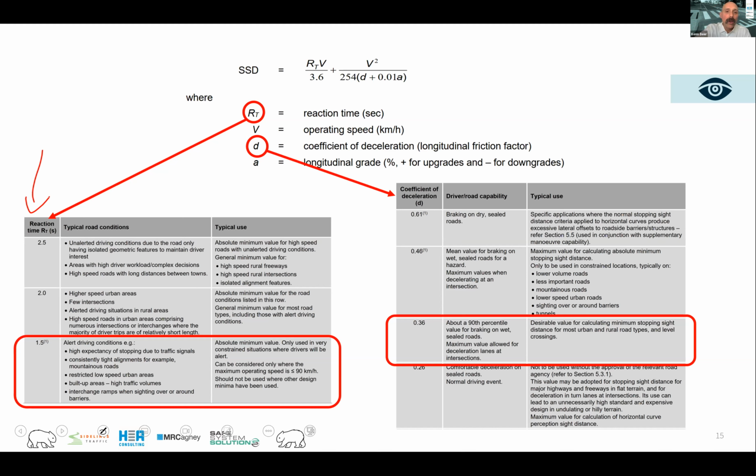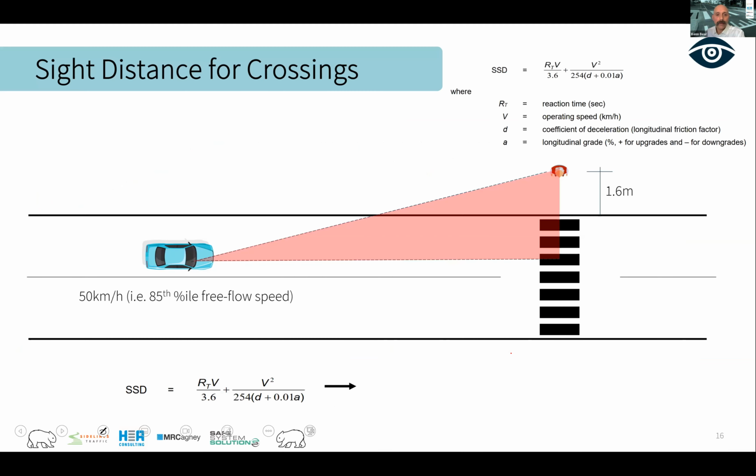So then the coefficient of deceleration, I do use a more conservative one for a wet weather condition. A 0.36 is a pretty good coefficient of deceleration. I think that we've got dry roads and a lot of others, but I would prefer a wet road as your baseline scenario. Now we've got some variables there, and we can plug this into our formula.